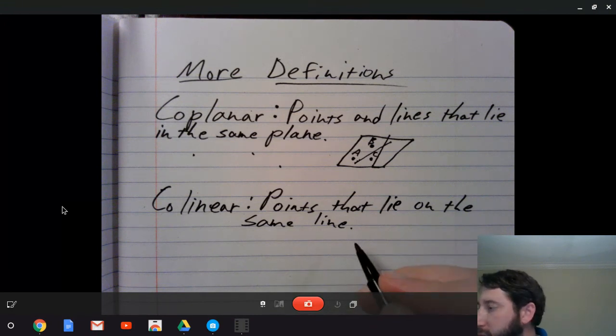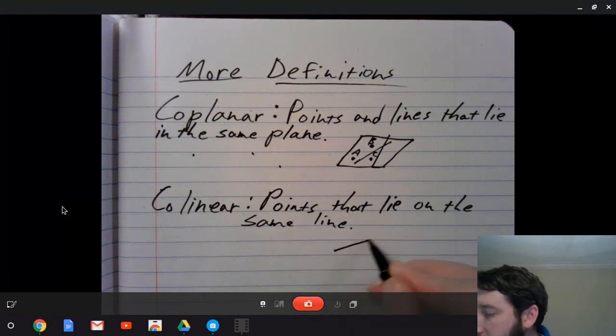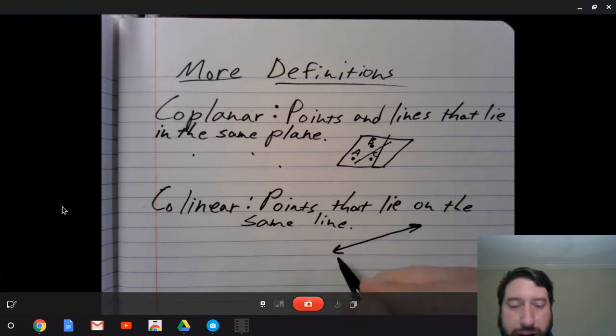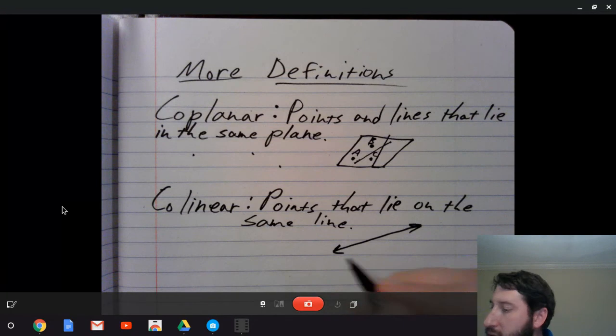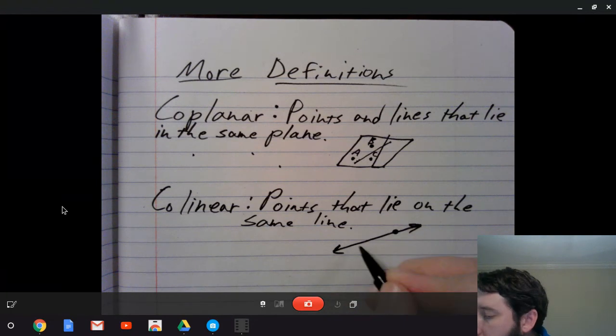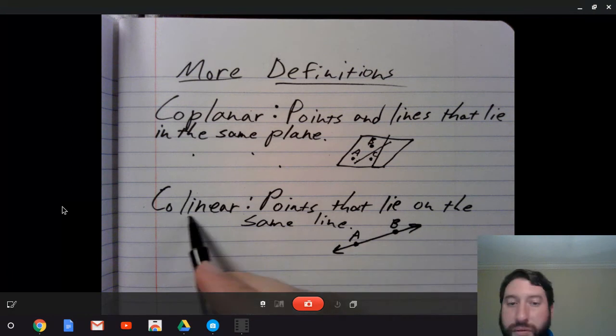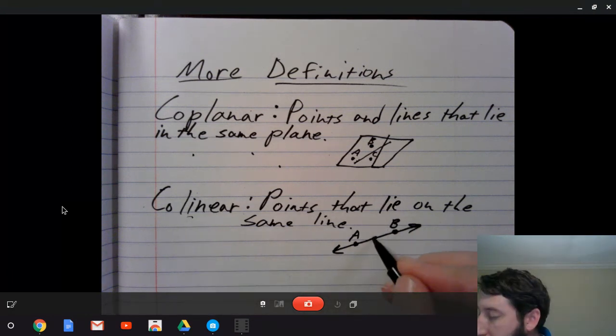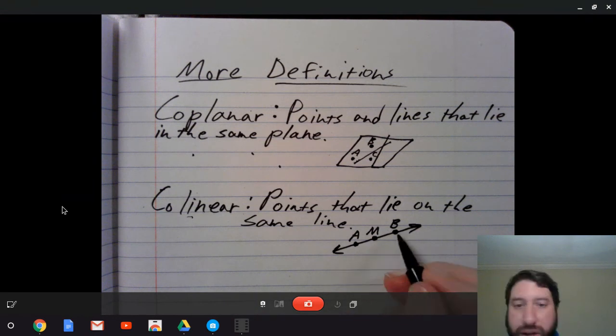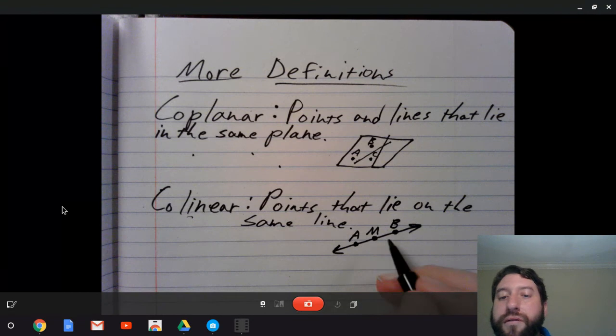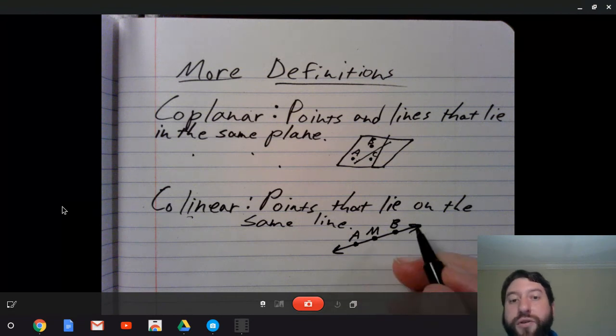Let's see, for example, here's a line, and I have my arrow, so I know it's a line, not a line segment. Now, I could say that points A and B are collinear. I can throw in another point. I could throw in point M. I could say A, M, and B are collinear because they lie along the same line. Those are collinear points.